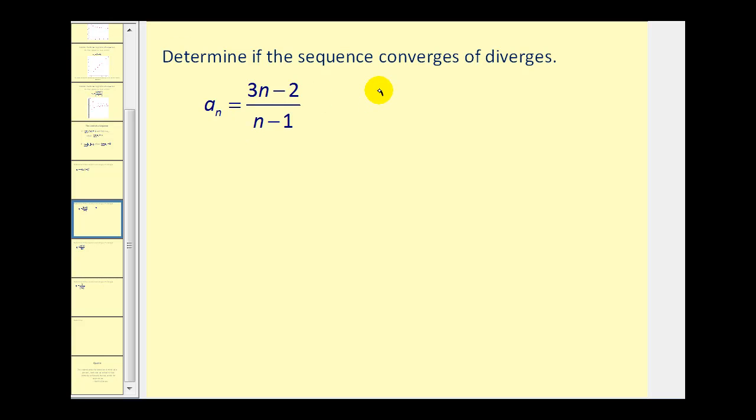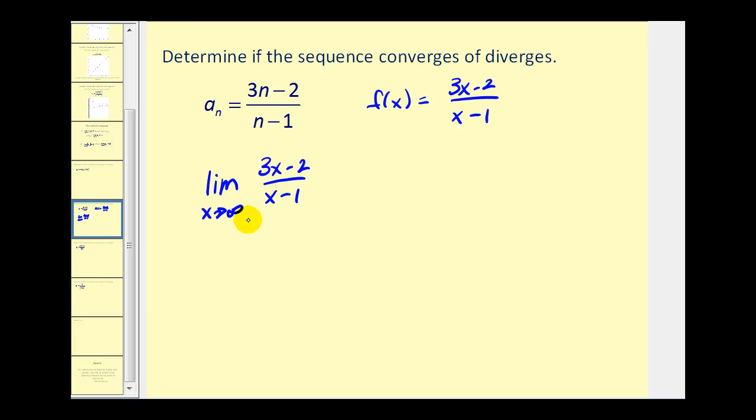So if we let f of x equal 3x minus 2 divided by x minus 1, notice that f of n would equal a sub n. So that means if we take the limit of the function as x approaches infinity, it will tell us the limit of the sequence as n approaches infinity. Well, this should be review. Since the degree of the numerator and denominator are equal to 1, this limit is equal to the ratio of the leading coefficients. So this limit would equal 3. And since the limit of this function is equal to 3, that tells us that the limit of the sequence, as n approaches infinity, is also equal to 3, and therefore the sequence converges.